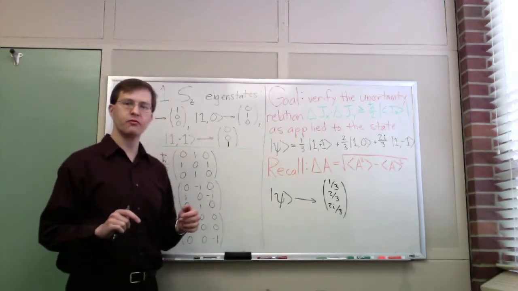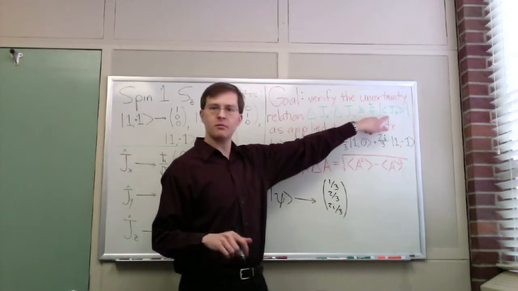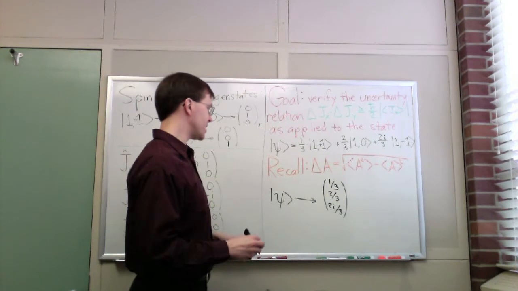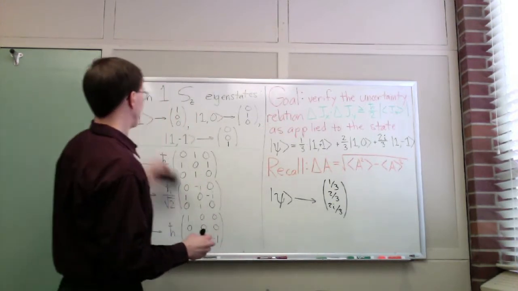First, maybe we can do the Jz expectation value first, because it's really easy. Remember, the expectation value for Jz in this state, let's go ahead and erase this.